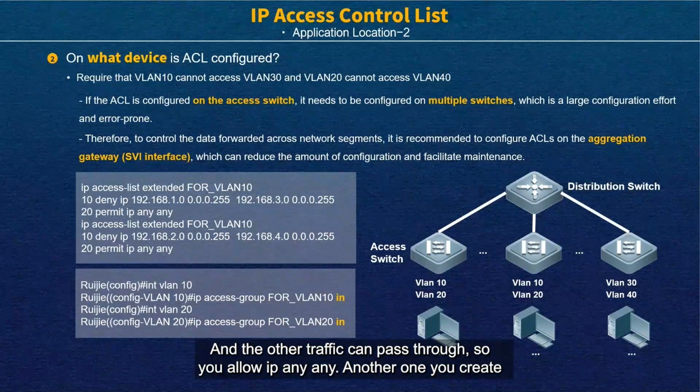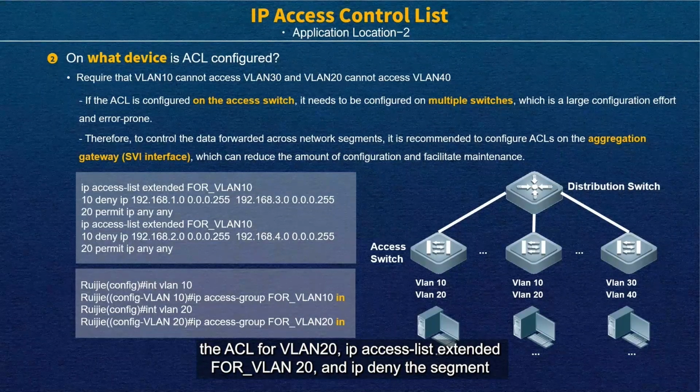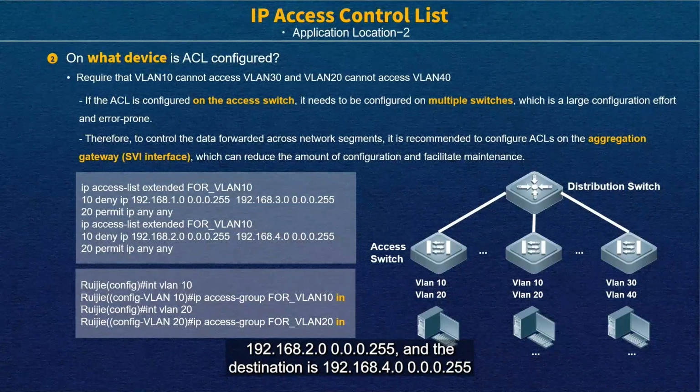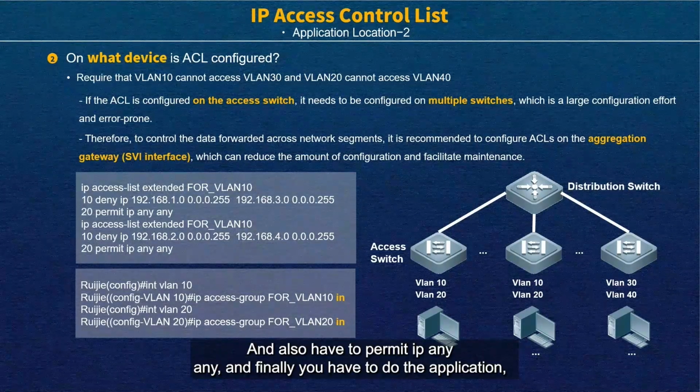And for the other one, you create the ACL for VLAN 20. IP access-list extended for VLAN 20, and deny the segment 192.168.2.0 0.0.0.255, and the destination is 192.168.4.0 0.0.0.255, and also permit IP any.